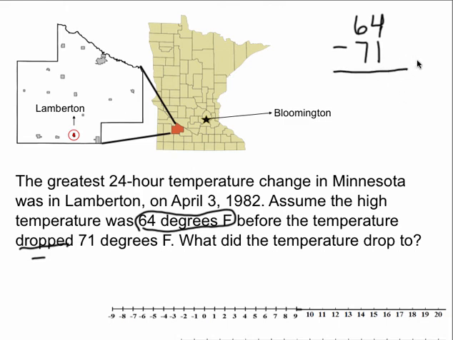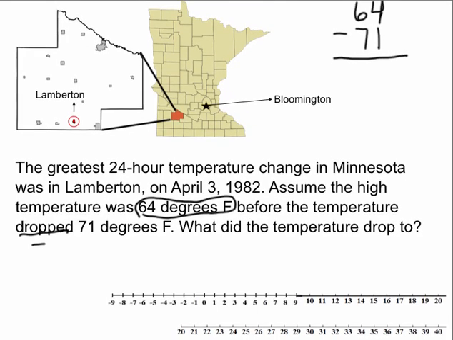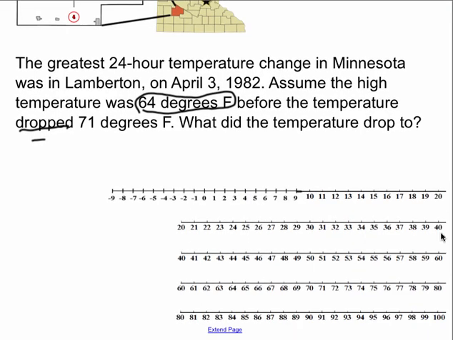Now in the past when I've told you to subtract, I've always told you to put the bigger number on top. But this case is different because we're actually falling 71 degrees, and just looking at this, we're expecting to go into negative number territory because we're trying to find out what the temperature dropped to. So we're going to use a number line to figure this out, and we're going to start down below. Remember that we started at 64 degrees and it dropped 71.